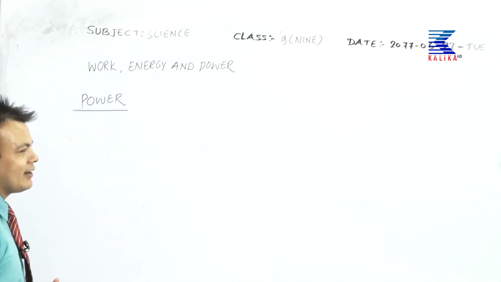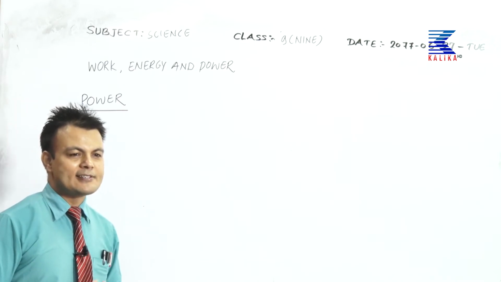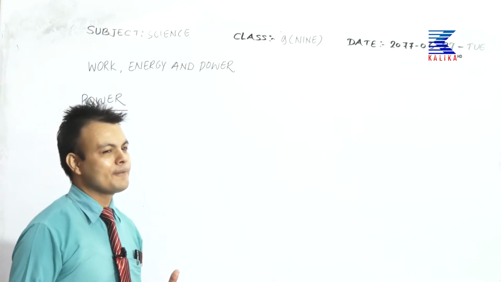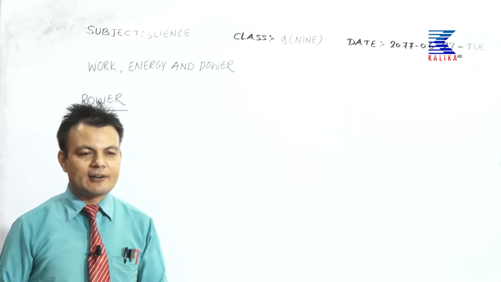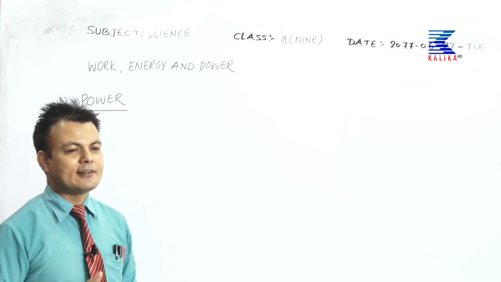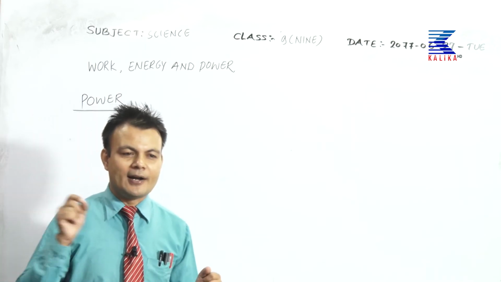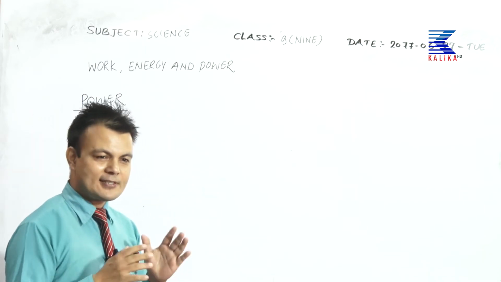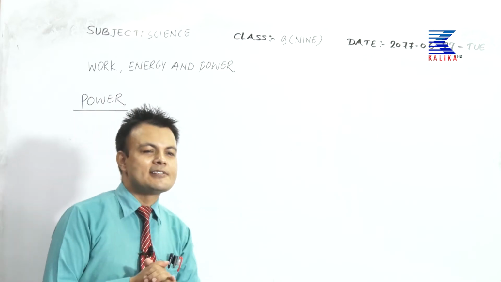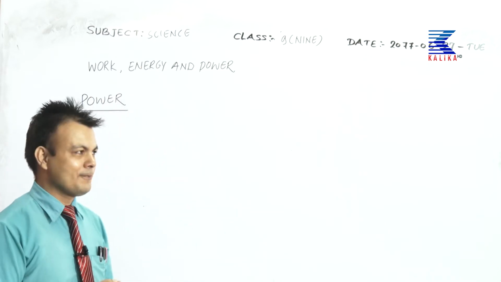The rate of doing work is called power. Okay? The rate of doing work is called power. It is the work divided by time.